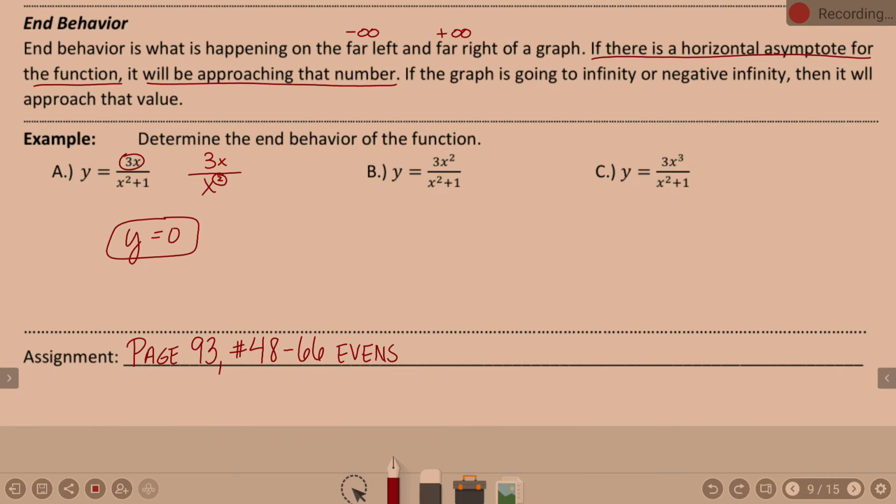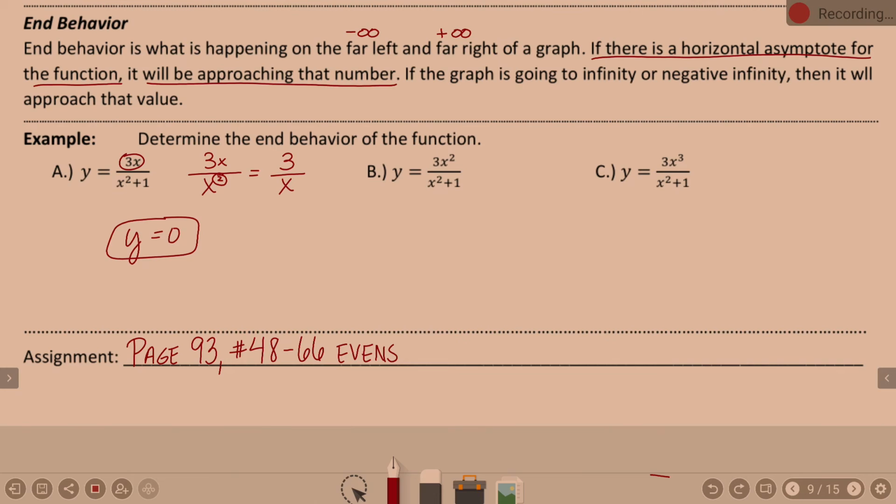And if you even went as far and canceled an x out, because I've seen some people do that where they'll start canceling x out, you still get 3 over x. And 3 over x still gives us bigger power on bottom, right? And what we can think about there is if you take 3 and you're dividing by a bigger and bigger and bigger number, that fraction is going to approach 0. So that's the y equals 0.